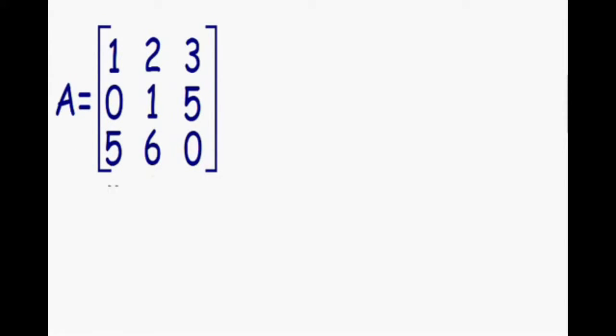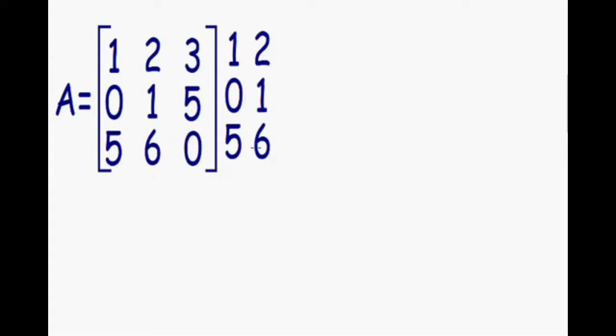So we'll start with this first column right here. I'm going to copy it and place it to the right of the matrix. So notice how I copied the numbers 1, 0, 5, and I placed them to the right side of the matrix. And now I'm going to do the same exact thing with column 2. I'm going to copy it and place it to the right side of the matrix.